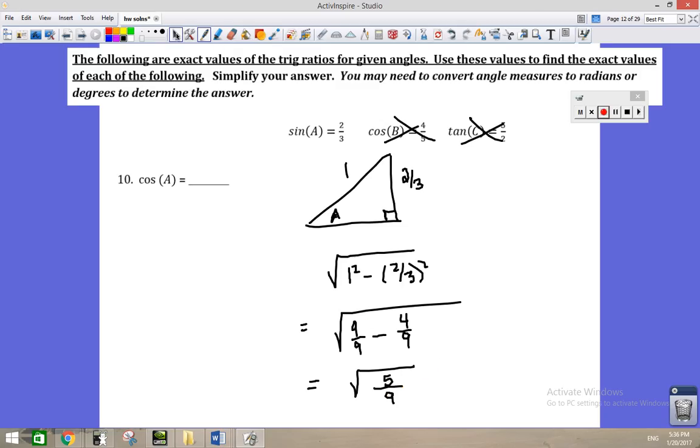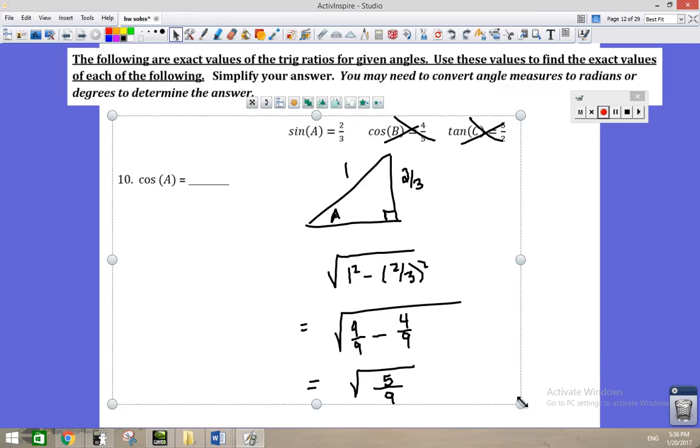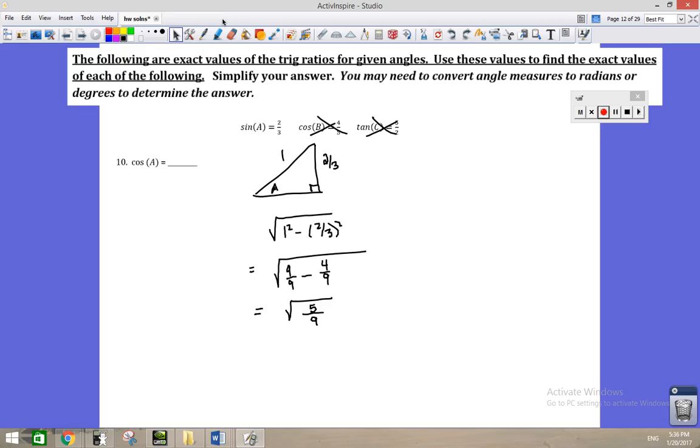And if I'm taking the square root of a fraction, I can take the square root of the numerator and denominator separately. So my numerator, I'm not going to be able to simplify that, square root of 5, but the denominator, square root of 9, I know that simplifies to 3. So that's one way that I could get this answer.